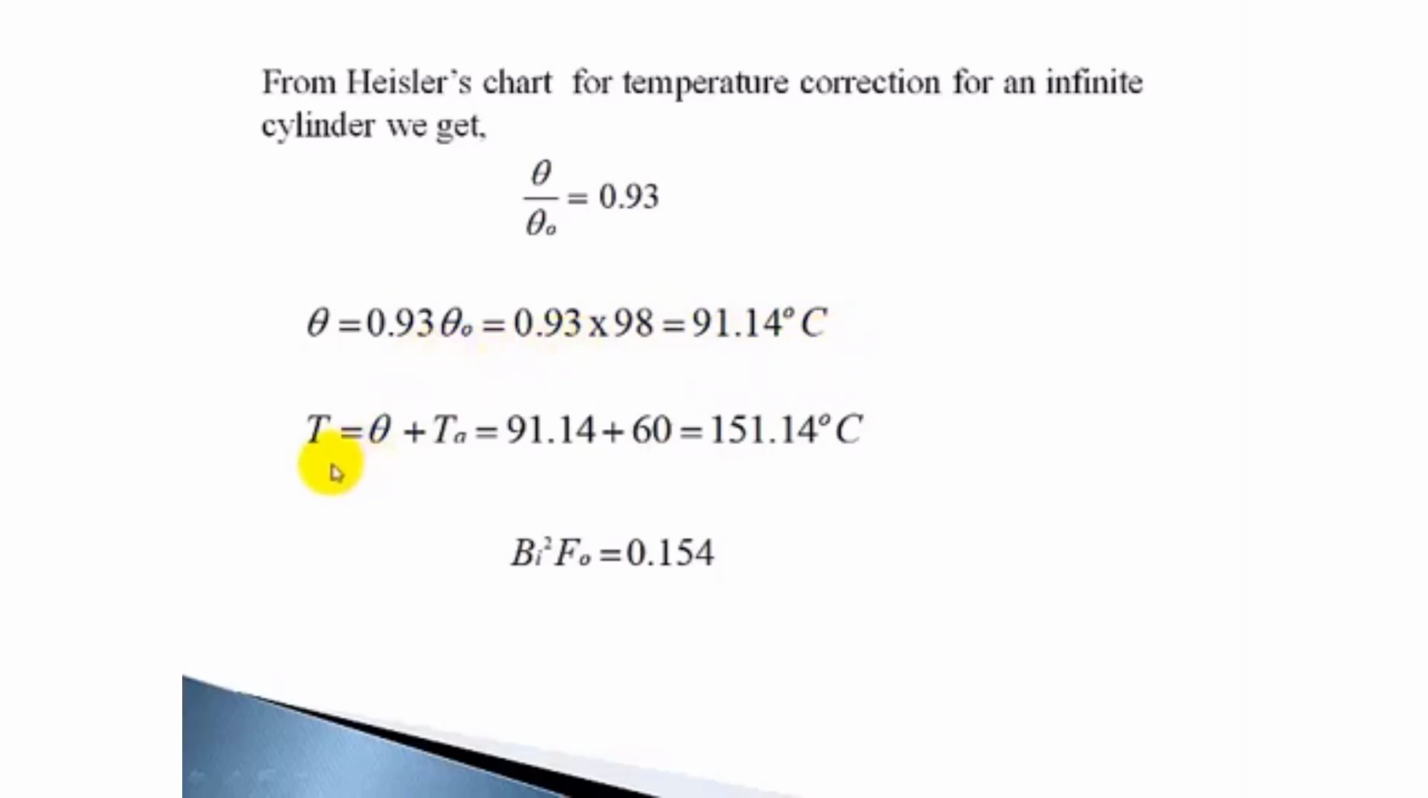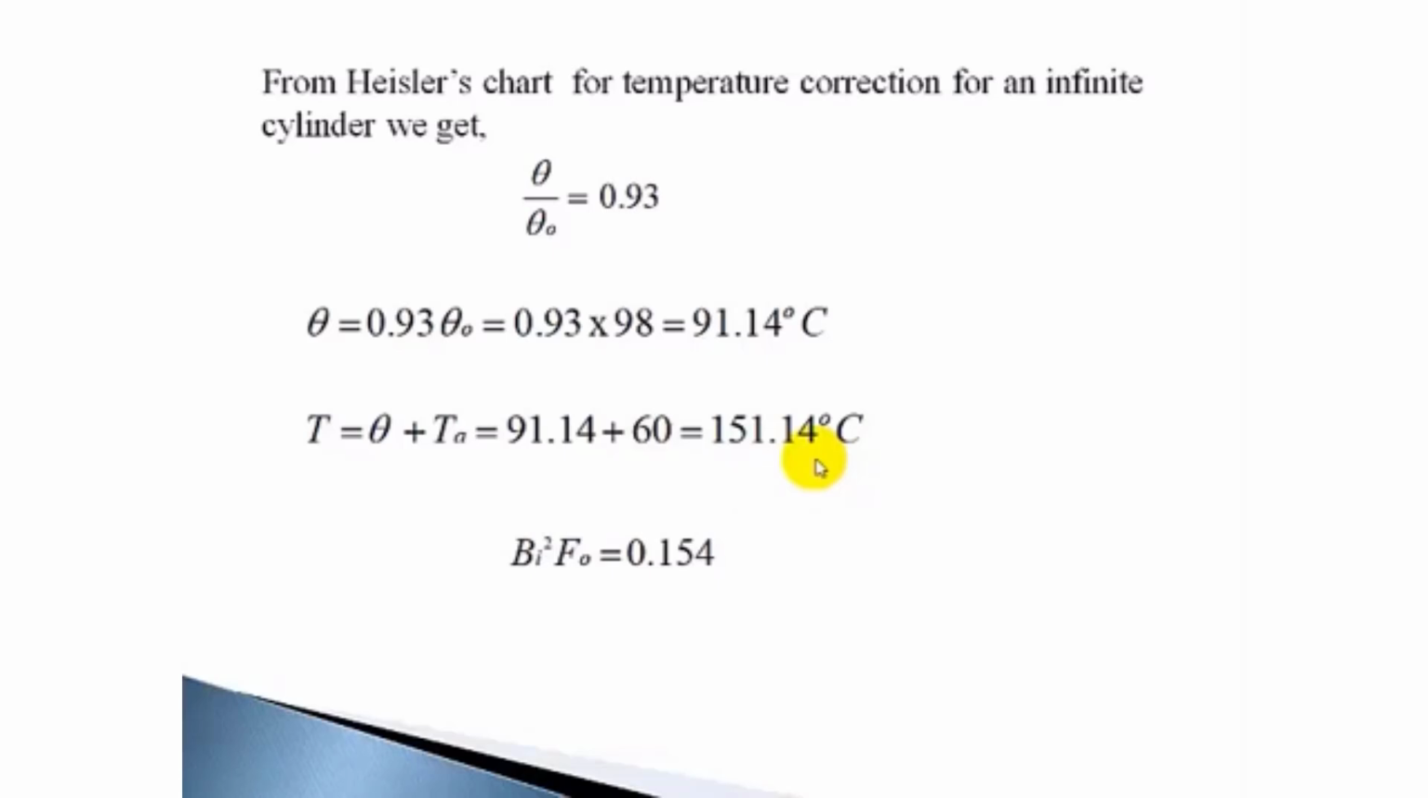You can find the temperature by adding the ambient temperature. So 91.14 is the temperature difference plus ambient temperature, which is 60. You get 151.14 degrees centigrade as the temperature at a radius of 100 mm at the end of 5 minutes. Whereas the center line temperature was 158 degrees centigrade. Now the axis is at a temperature of 158 degrees centigrade at the end of 5 minutes.